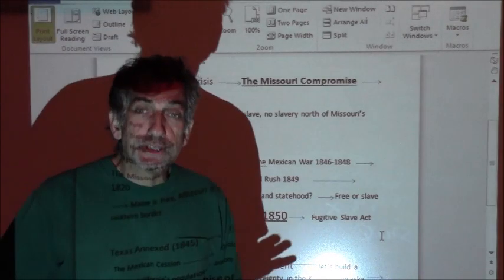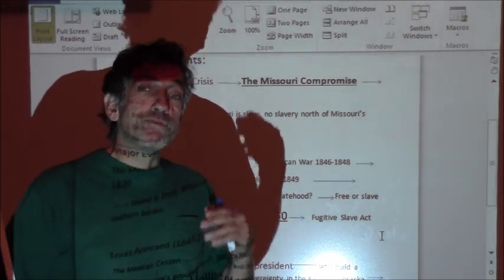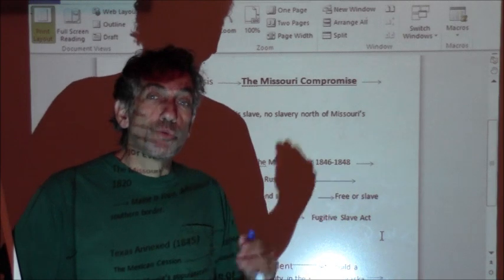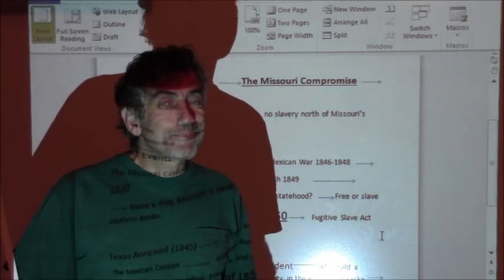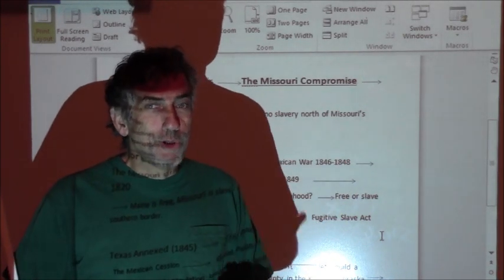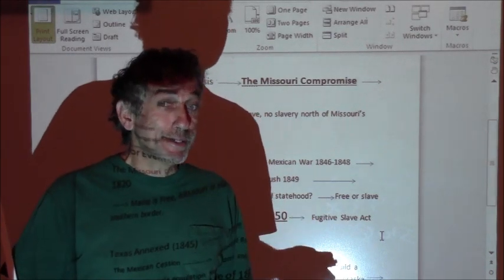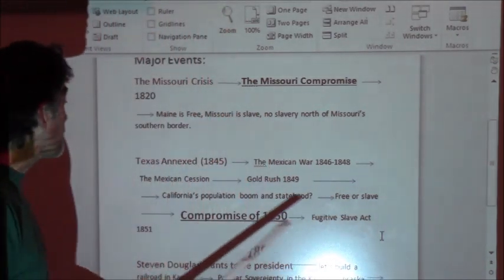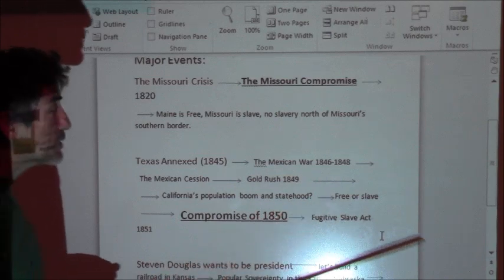Real briefly, there was a debate. So let's divide California. Let's have North and South California like we have North and South Carolina. That wouldn't work because the North would get the gold, because that's where the gold deposits were, and the South wouldn't. So that wasn't going to work. Well, that's going to lead to something called the Compromise of 1850.